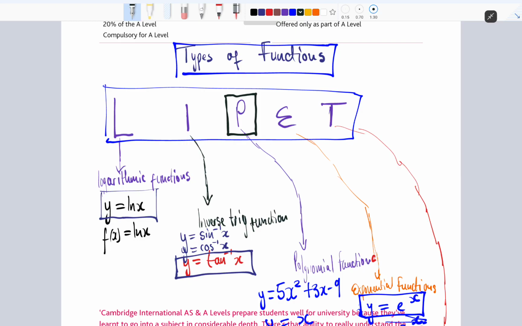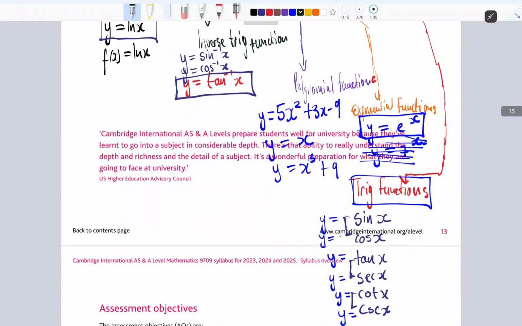Then logarithmic, inverse trig, exponential, trig themselves. These are the 4 you are going to learn how to do for P3. So when you're going through P3 and preparing for the P3 paper, that is when you do these 4. Now, what else do I want to tell you?